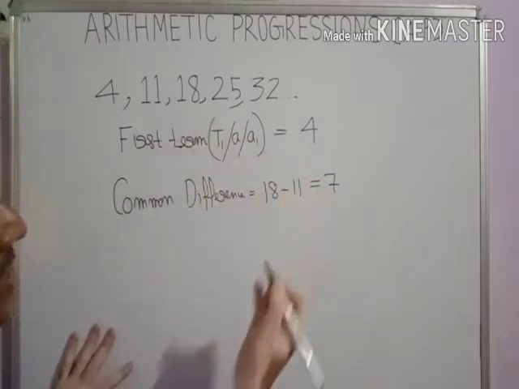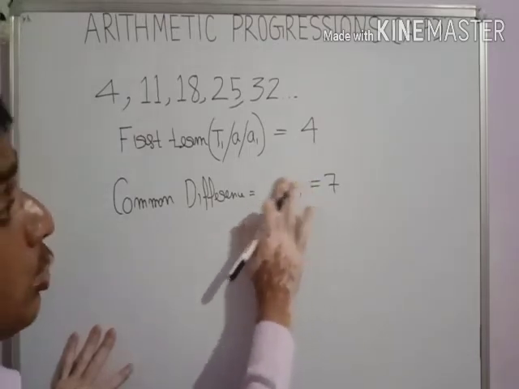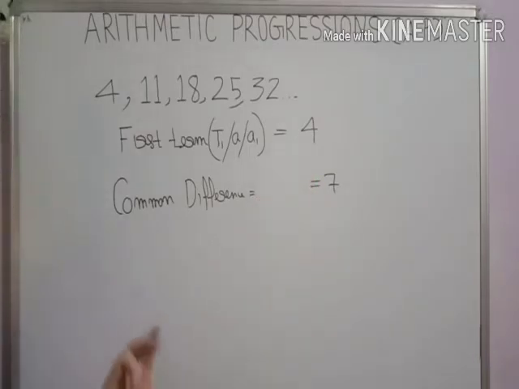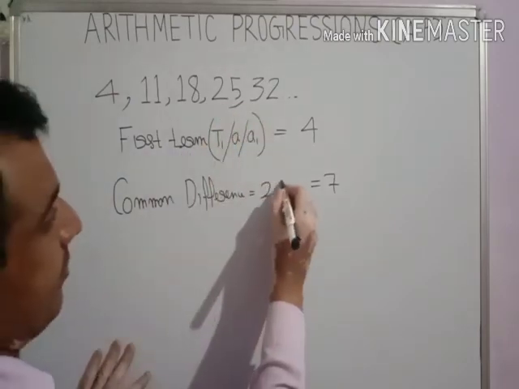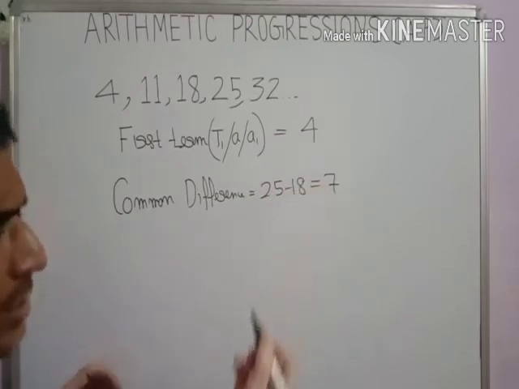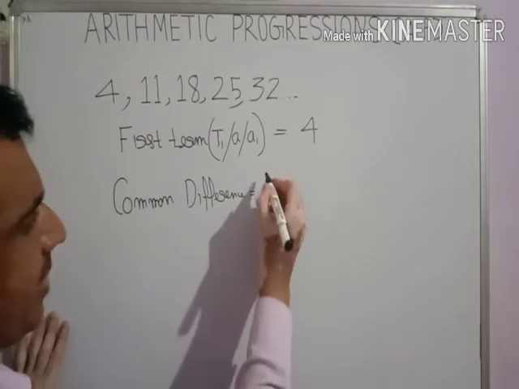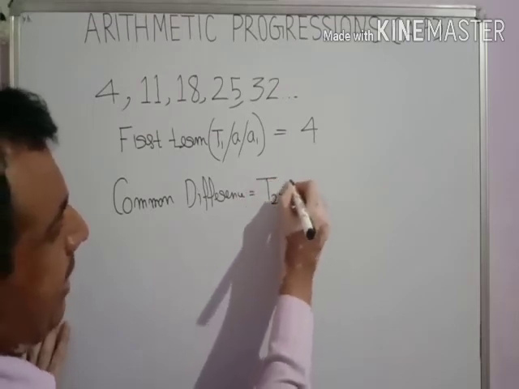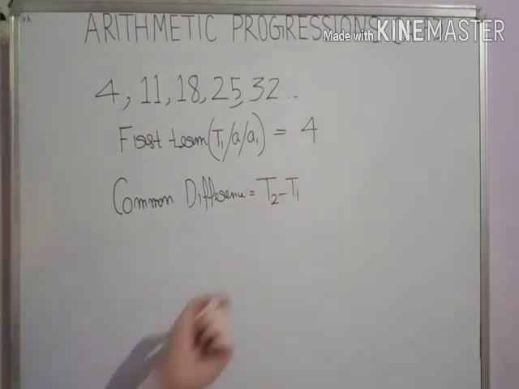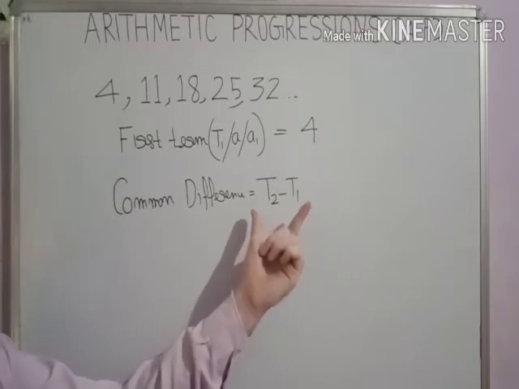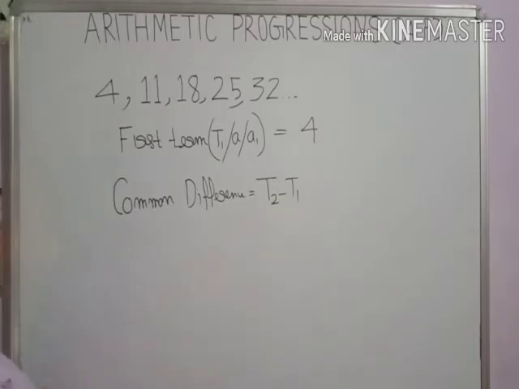18 minus 11, that's also 7. Common difference of an AP means any term you take, you subtract its preceding term. So 25 minus 18, that's also equal to 7. So I can write it like this, T2 minus T1. And it is not any rigid rule that only this formula we have to apply. Suppose you want to find the common difference of the AP, you can apply T3 minus T2.